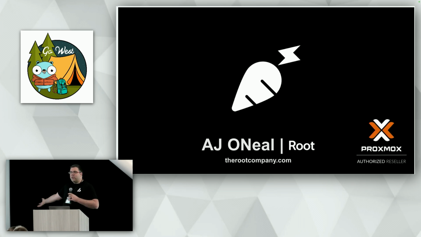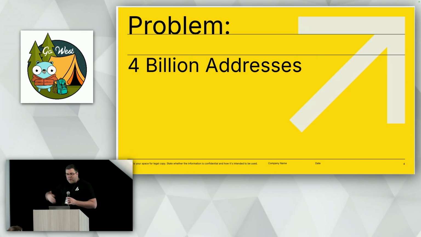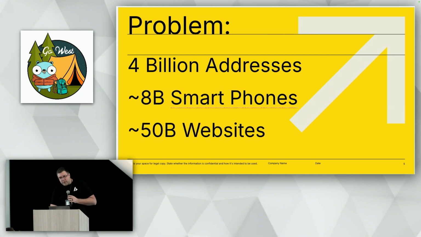Well, first, I'm AJ, and yeah, that's me. And now we'll move on. There's a problem. There's only 4 billion IPv4 addresses. And the title of this lightning talk is TLS is better than IPv4. So now you have the context of the missing first slide. So there's 4 billion IPv4 addresses. There's about 8 billion smartphones. And there's about 50 billion websites. Okay, so just do the math, carry the 1.